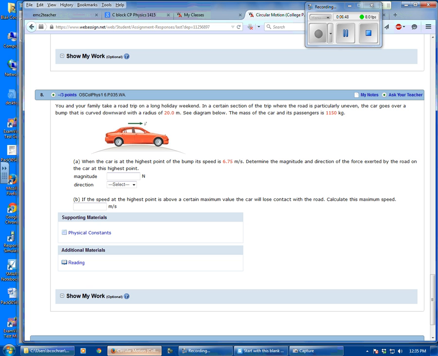Then we have part B. If the speed at the highest point is above a certain maximum value, the car will lose contact with the road. Calculate this maximum speed. So if the speed is at the highest point, if it's going to lose contact, that means, is it still going to be going in a circle if it loses contact with the road?